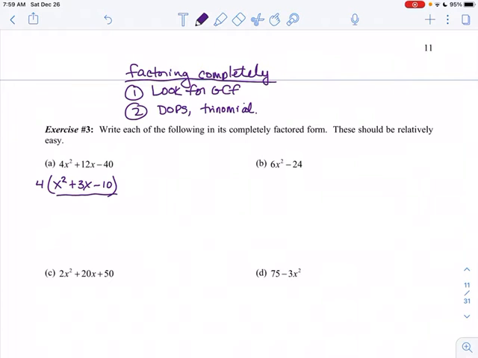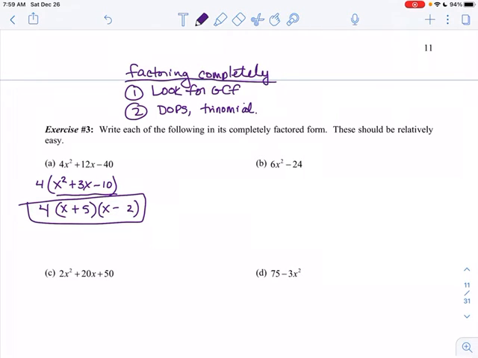So now this trinomial right here is going to be able to get factored. The 4 will be hanging out in front, so just ignore that. And I'm going to factor x squared plus 3x minus 10. So I'm looking for numbers that multiply to negative 10 and add up to 3. Well, 5 times 2 is 10, and I can get a 3 out of 5 and 2. I want a positive 3, so this is a positive 5 and a negative 2. And that is now factored completely.